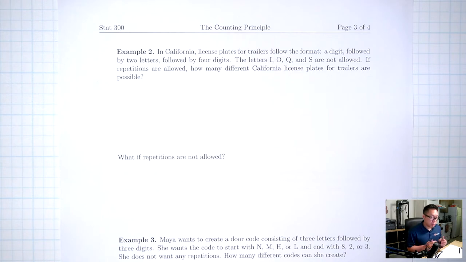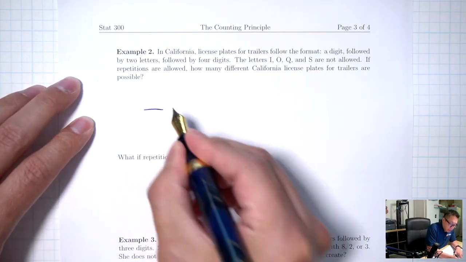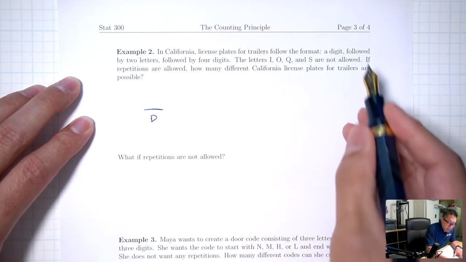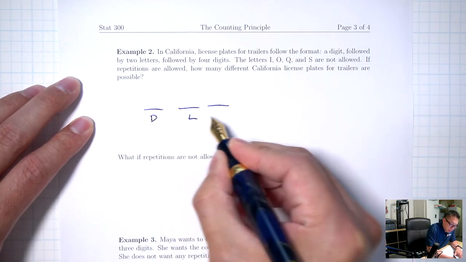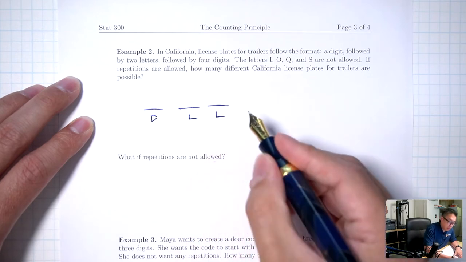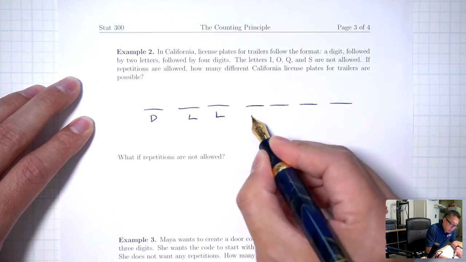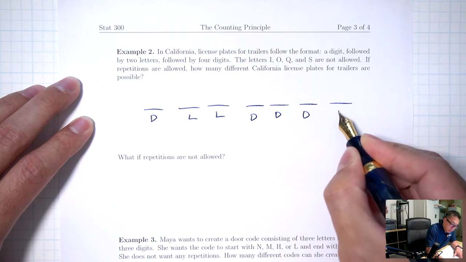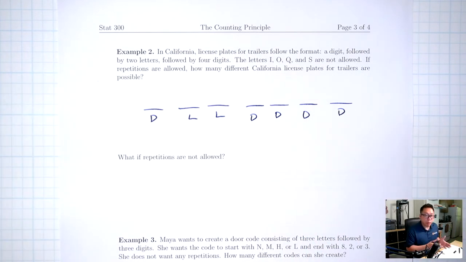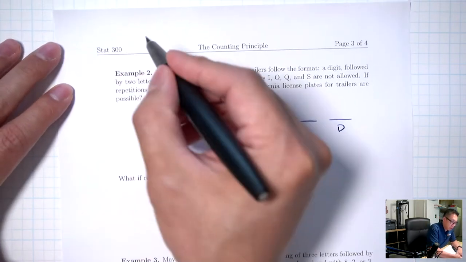First thing we need to do is decide how many blanks we need. So think of making a license plate as choosing each individual digit or letter. So we have a choice for digit, I'll label that with a D. Two letters. Letter, and then four digits: 1, 2, 3, 4, and these are digits. And then go through for each blank, count how many options you have for each blank. First blank is digit. So when I say digit, I mean 0 through 9. So 0 through 9.